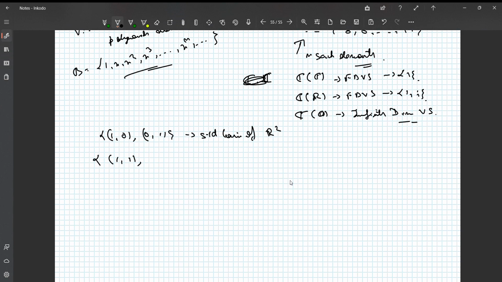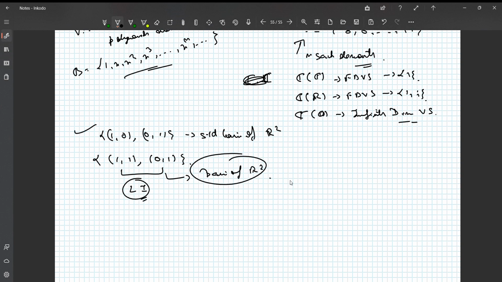Suppose I consider, let's say, (1, 1), (0, 1). This is also a linearly independent set, so this also forms a basis of R2. Okay. So we have two different bases. So there can be multiple bases in a vector space. The existence of a basis is there, but that the basis must be unique is not mandatory.